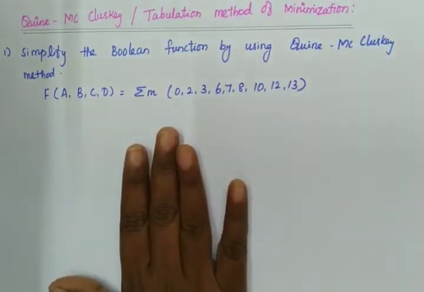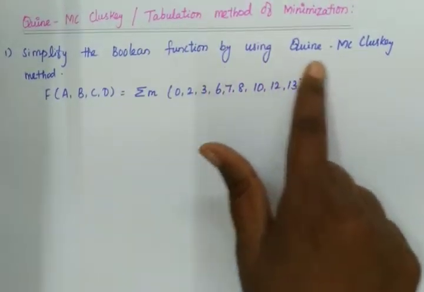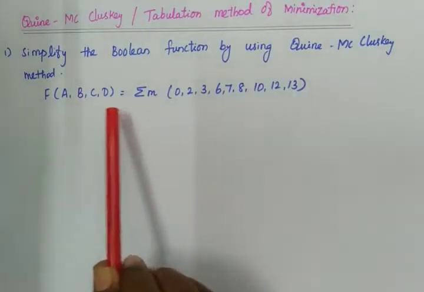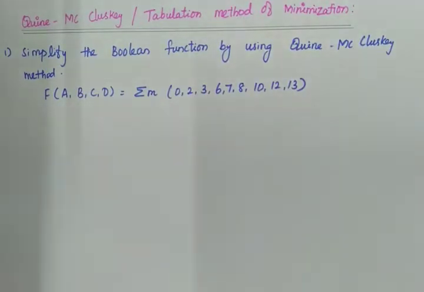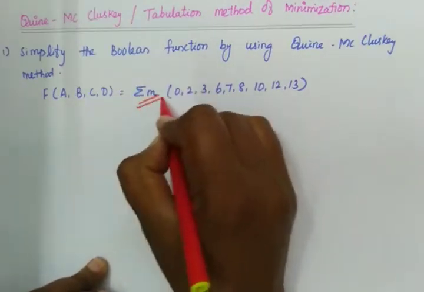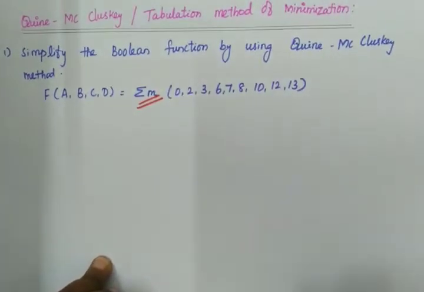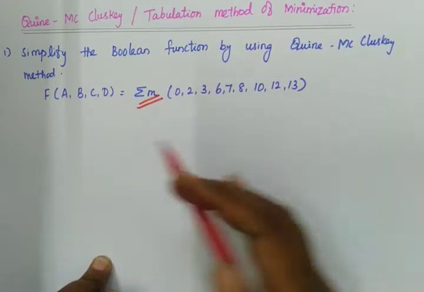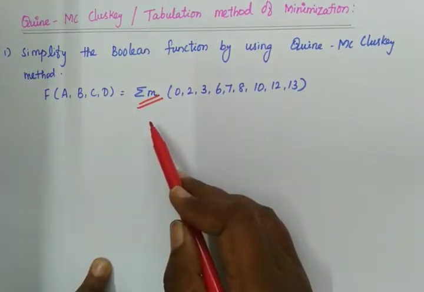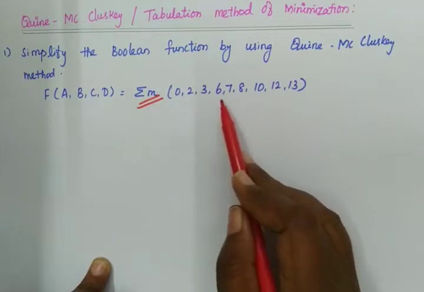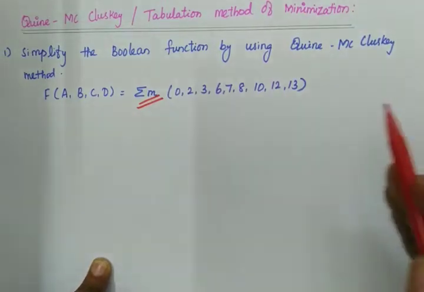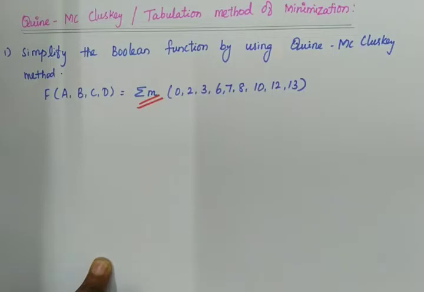Now let us solve this problem. By solving this we can easily understand. Simplify the Boolean function using the Quine-McCluskey method, that is f of abcd is equal to summation m. By seeing this summation m, we can say that this is minterm or sum of product. So f of abcd is equal to summation m 0, 2, 3, 6, 7, 8, 10, 12, 13 and so on. We can write up to 15, 20, 25, 30, 35, 40 and so on. So we can solve for any n numbers. That is the advantage of this Quine-McCluskey method.